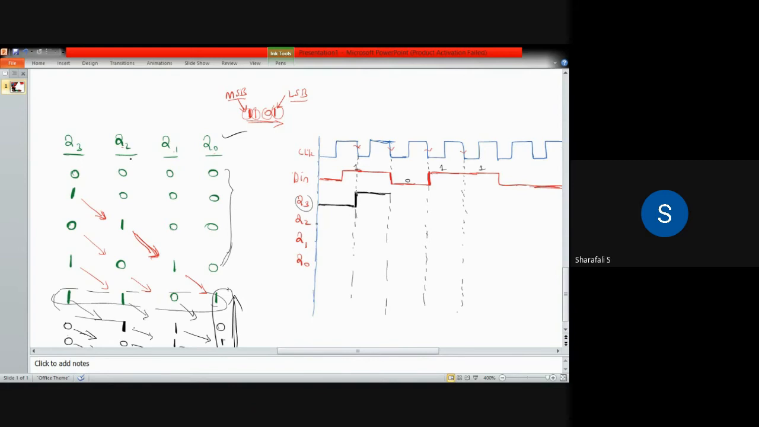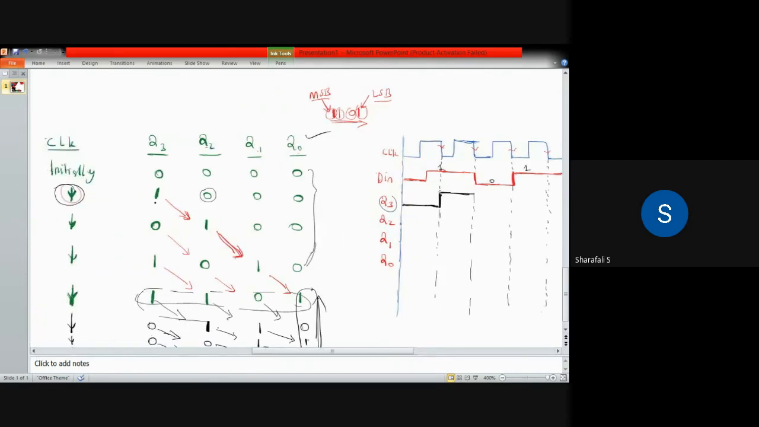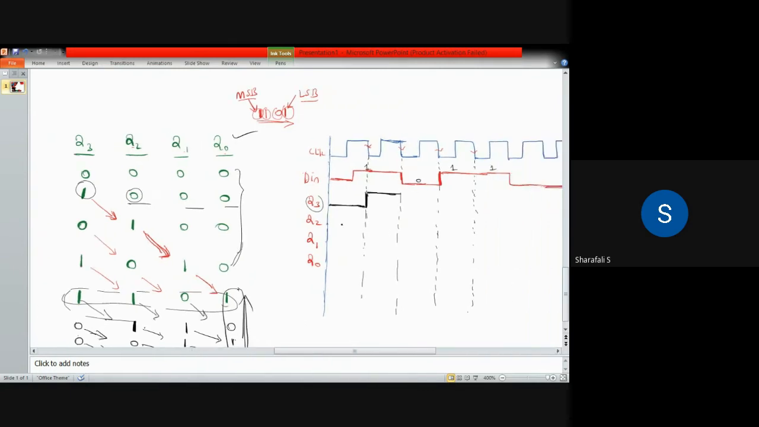And Q2, what is Q2 at the first stage? It is 0. So I'm drawing on the basis of this. Okay, so this is the first negative triggering. So Q3 is maximum and all others are 0. So Q2 is 0 up to the first triggering. Q1 is also 0, and Q0 is also 0.